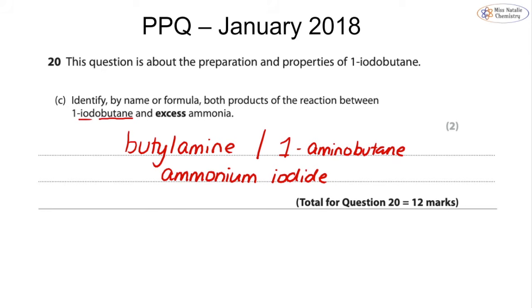My one piece of advice for this particular question would be this part here, the name and the formula. The name or the formula. You can write both. That is absolutely acceptable. However, if one of them is wrong, you lose that mark. So if you're not sure on the formulas, or you're not 100% sure on the name, do not write them. Write one or the other. Pick the one that you are most confident with.